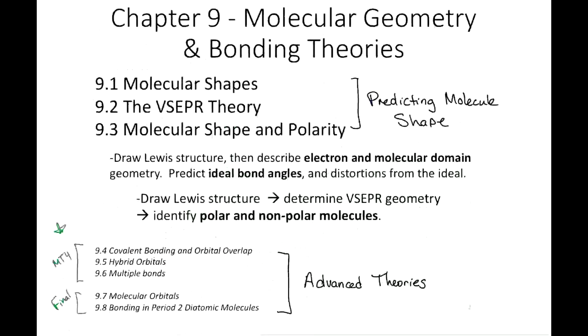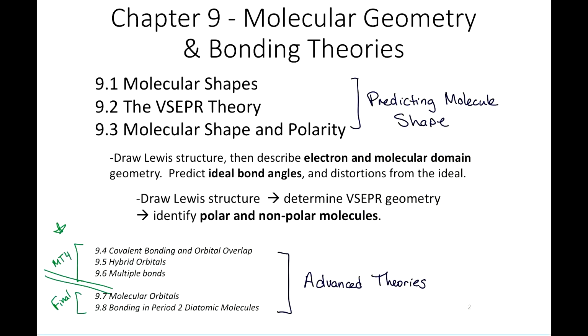All right, so I need to announce that this chapter is very long. It's separated into 3 sections. First, we're going to look at shapes and polarity. Then we're going to look at the first advanced bonding theory, valence bond theory. And then the last advanced bonding theory is molecular orbital theory. But I'm going to point out that midterm 4 is going to get cut off right here.